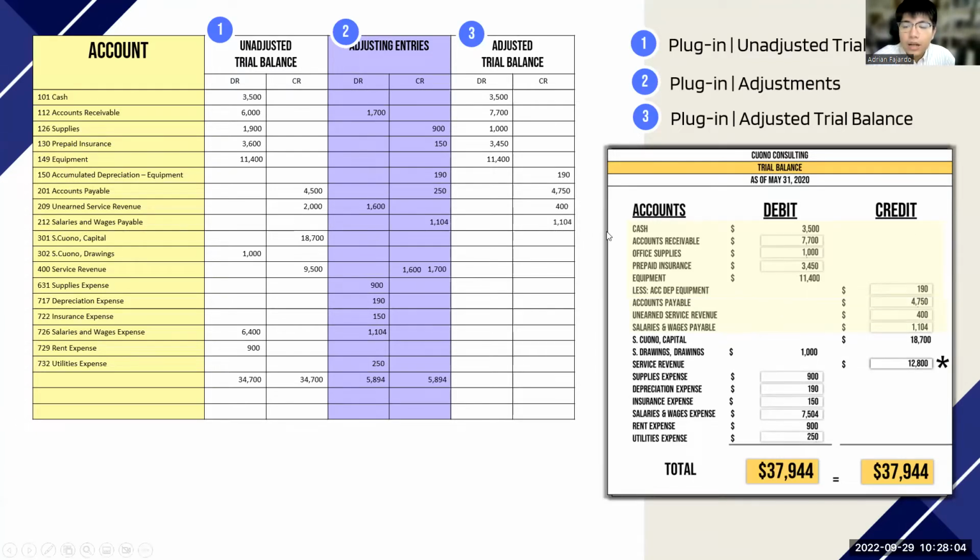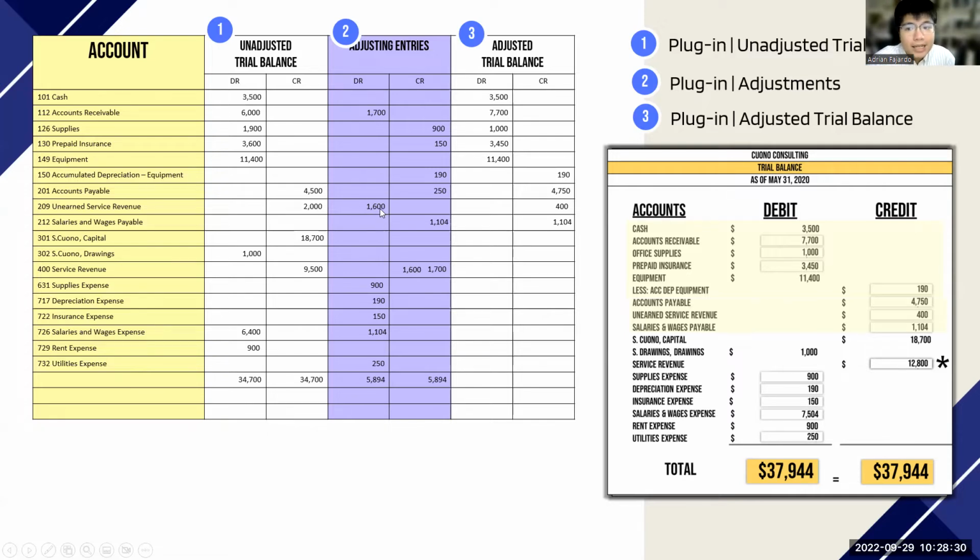So again, our accounts payable is 4,500 credit because that's the normal balance for liabilities. Since we have a credit of 250, 4,500 plus 250, we get our new credit at 4,750. Inversely, our unearned service revenue from 2,000 credit, we adjusted for a debit of 1,600.